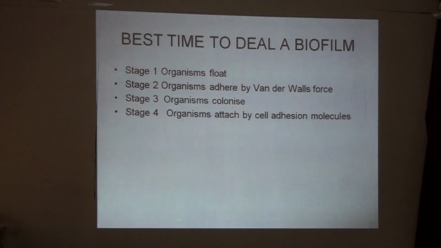So it starts with stage 1 and goes to stage 4. The best way to disrupt a biofilm is in stage 2, when the van der Waals force is at work. The van der Waals forces are very weak. It's a force between the positively charged particles and the negatively charged particles, the gram-positive and the gram-negative, but it's very weak. So if we can interfere at stage 2, when the van der Waals forces are working, it's easier to break a biofilm.